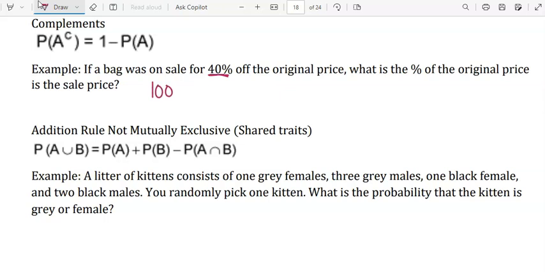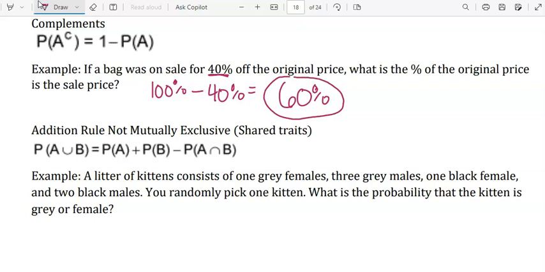Well, we have 100% for the original price, and it was 40% off, so we're going to subtract 40%. We get 60%. The percentage of the original price is the sale price would be 60% of that original amount.